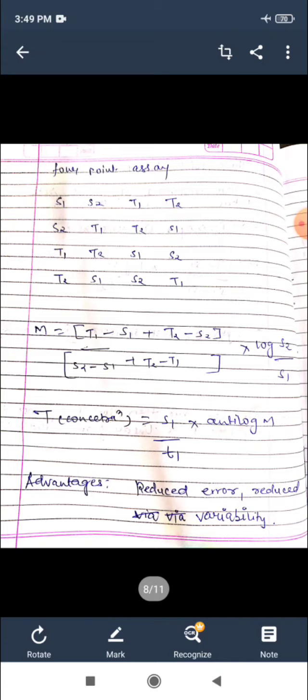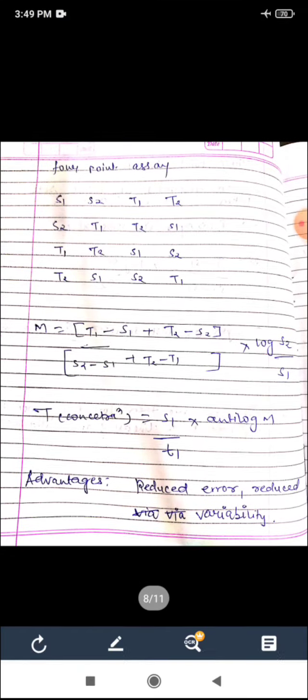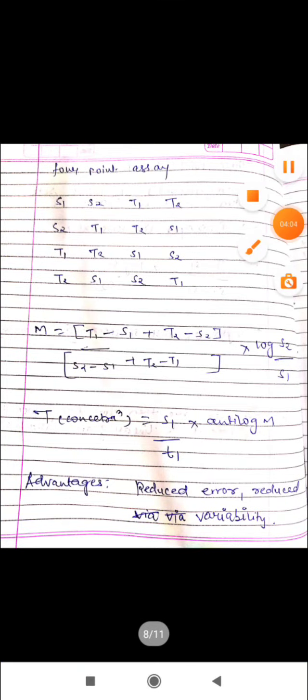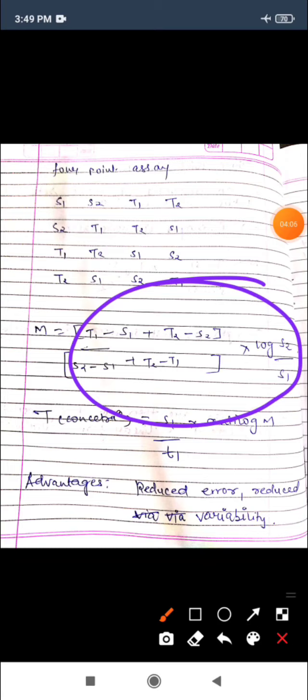That are made use of employing the Latin square design. The responses are recorded in a random fashion. The bioassay is then performed in 4 sets using the 4 doses S1, S2, T1, T2, again S2 in between T1, T2 and then S1. So the formula is here. This is the formula. The concentration of T is equal to S1 into antilog M divided by T.